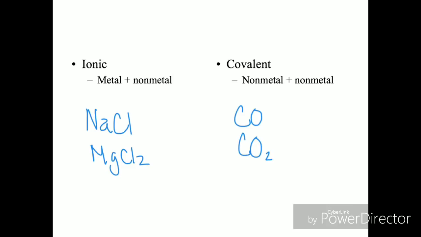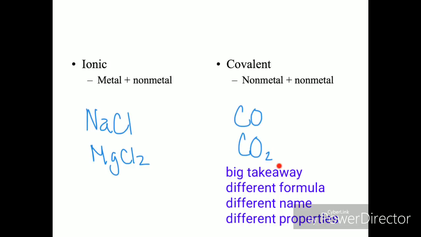Covalent compounds always combine two nonmetals. Carbon monoxide and carbon dioxide are both covalent compounds. Now notice that these two compounds contain the exact same elements, but in a different proportion. Carbon dioxide is relatively safe for humans, as it is the gas we exhale. Carbon monoxide, however, is an odorless, colorless, and poisonous gas that we'll always want to stay away from.